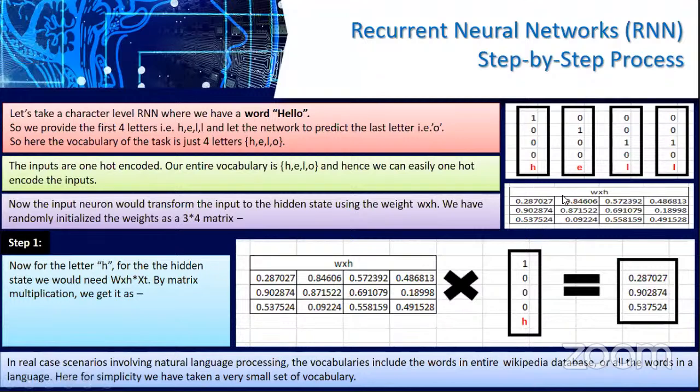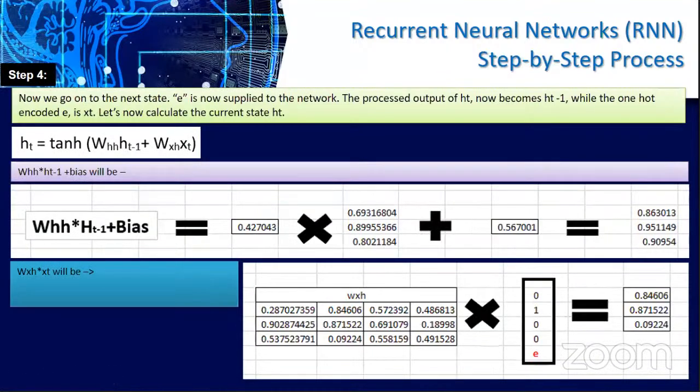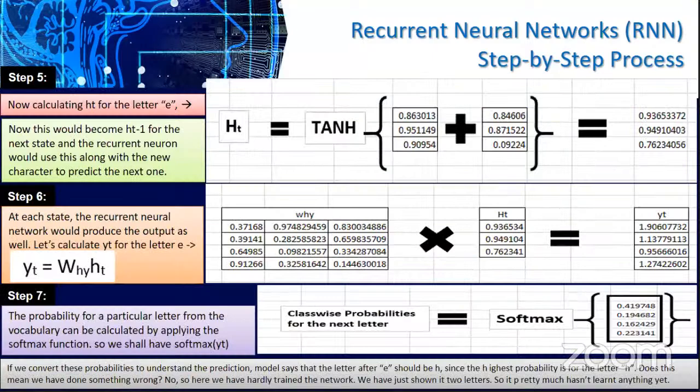Wait for H, E, L, L, right? Now, the next step would be WXH multiplied by the given character in the sequence, that is E. The resultant is, you will get a value like this: 0.84, 0.87, 0.09. Now we have done for two characters, H and E. Now what we do is, we want to find what would be the next state, assuming E here.